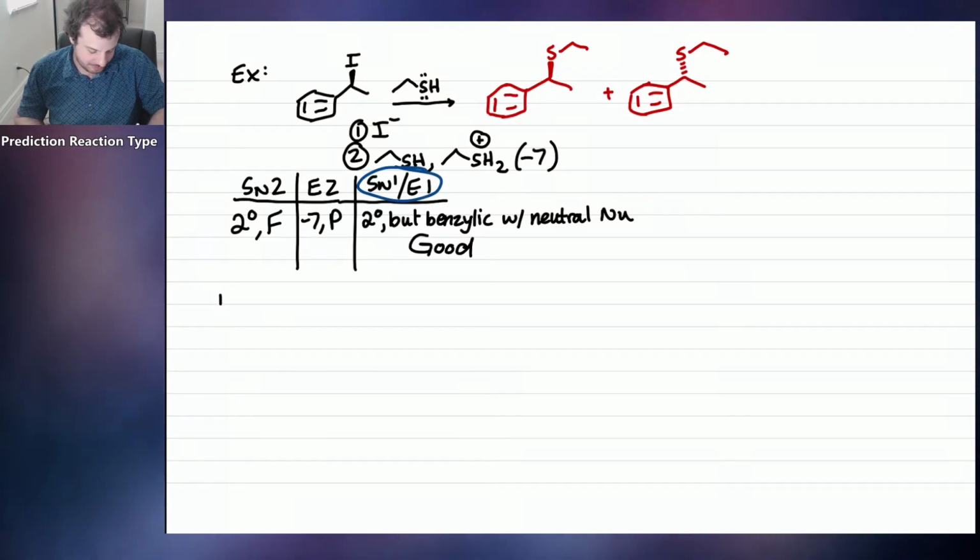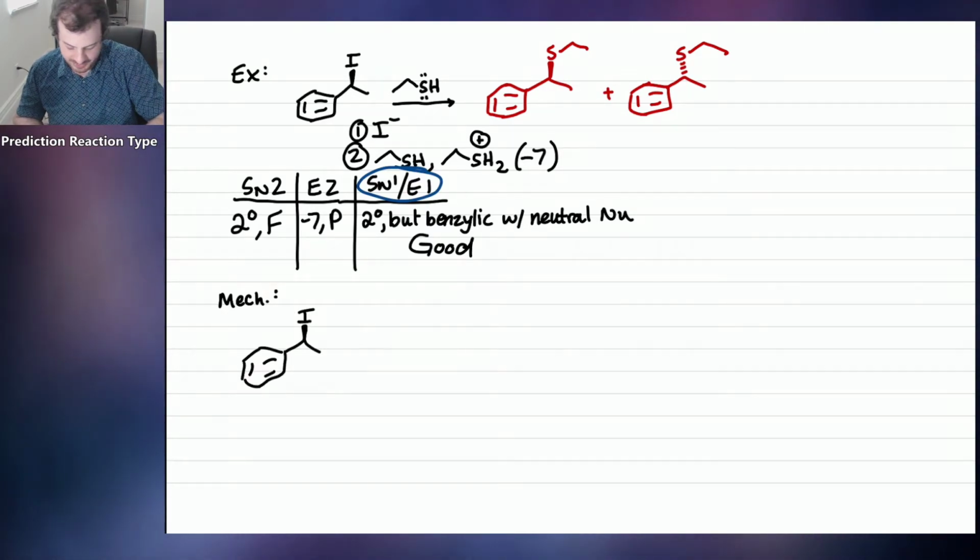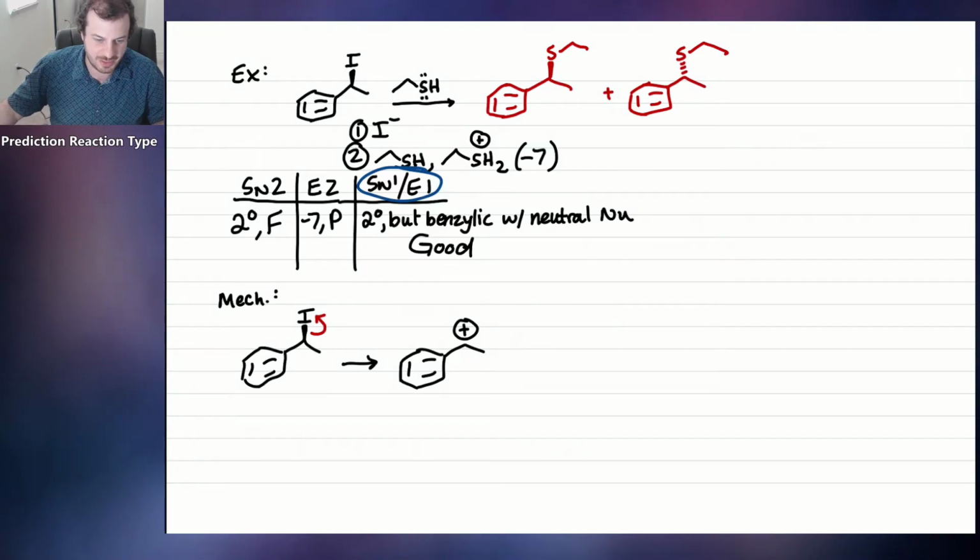Let's take a look at the mechanism. How does this reaction occur? Remember, the first step of the SN1 reaction is dissociation of the leaving group to give us a resonance stabilized carbocation. Well, not always resonance stabilized, but in this case it's benzylic, quite a stable carbocation.